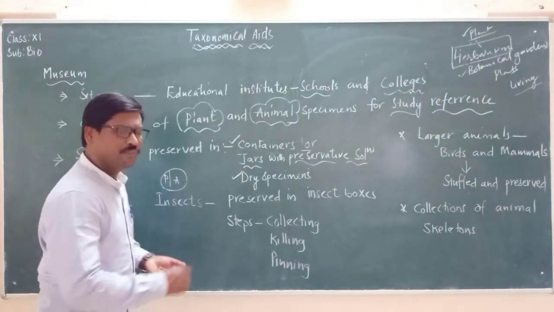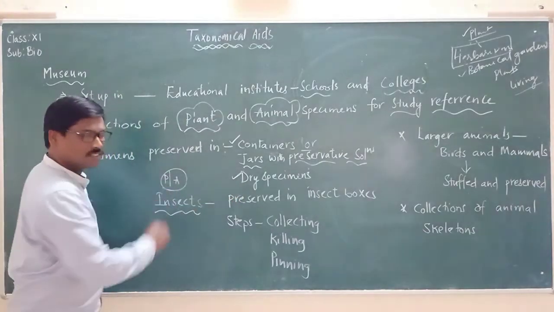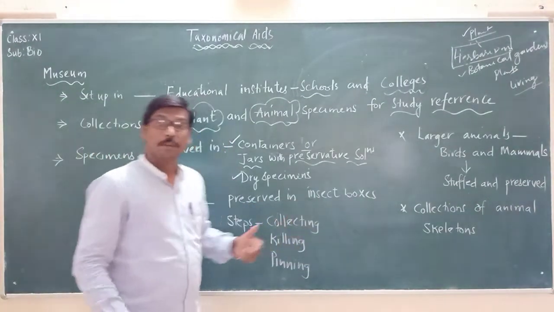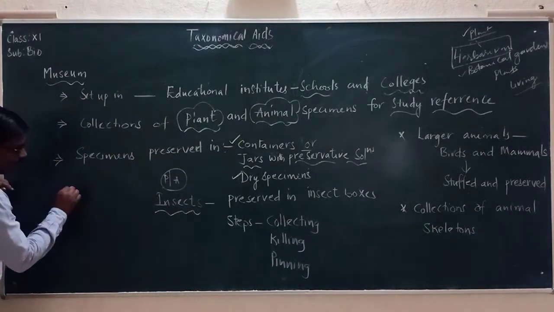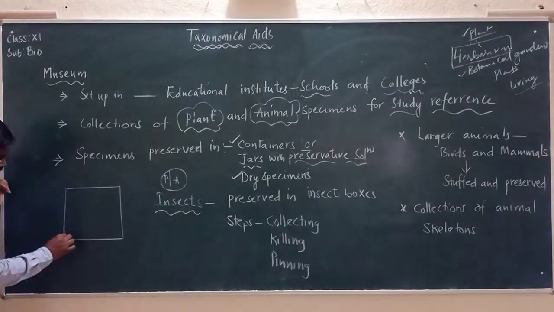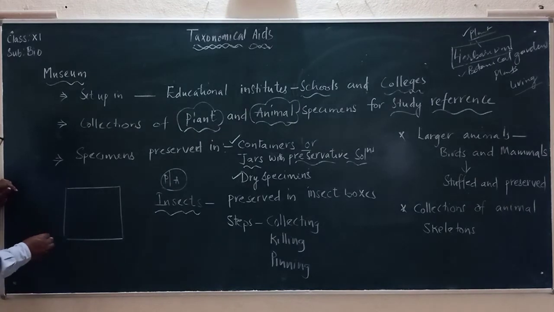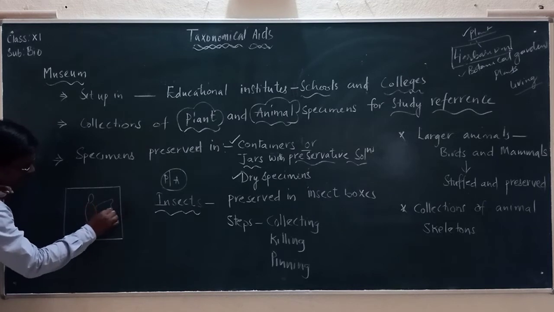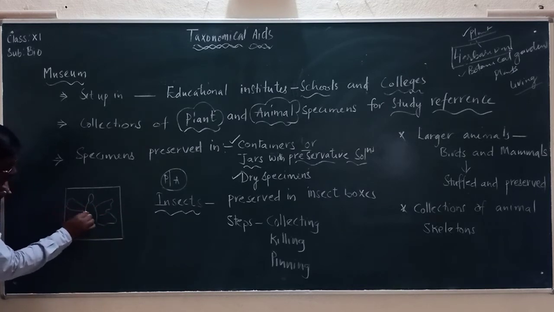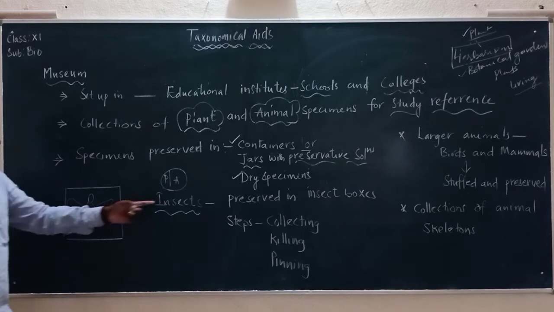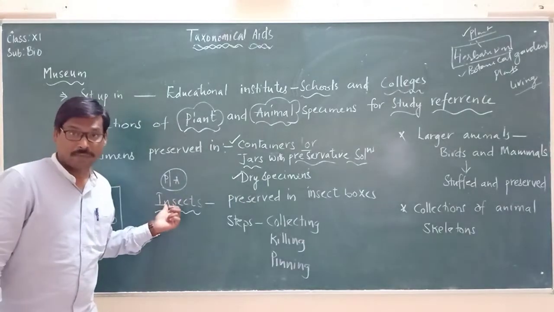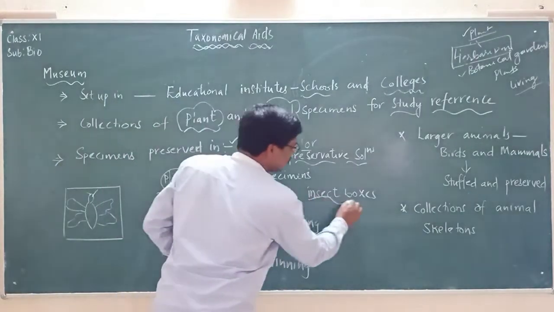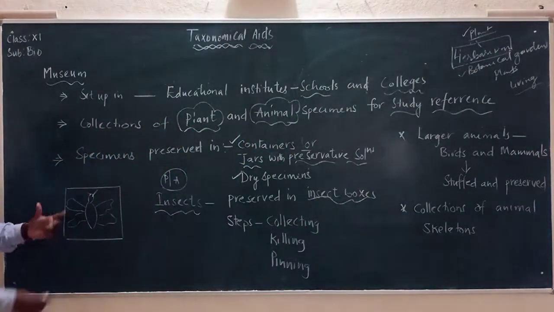So for example, if you are taking insects, the insects are preserved in insect boxes. Suppose this is a box. Inside this box they will be placing an insect with its stretched body, kept in dried form. It is a dry specimen now. So this particular insect is placed in the insect box.